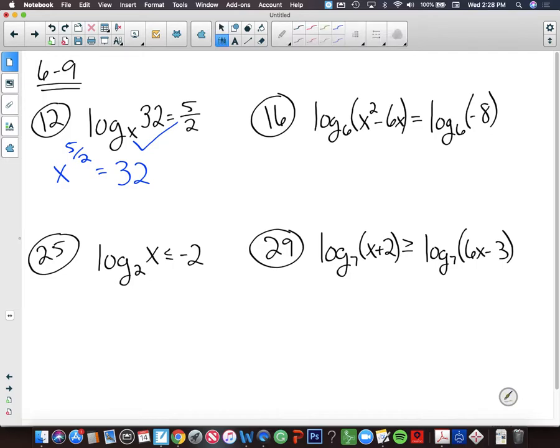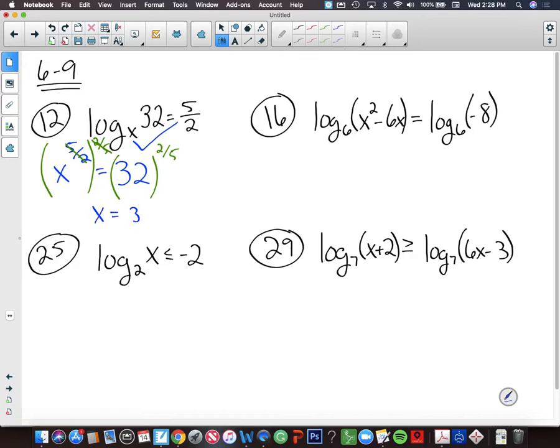So how would I undo that exponent? Well, that's like a square root and then to the 5th power. You could square it and then take the 5th root, which I wouldn't recommend. I would just take both sides to the 2/5 exponent, because then these are going to cancel. Power to a power, they multiply. So 5/2 times 2/5, those are inverses, so they turn into a 1.